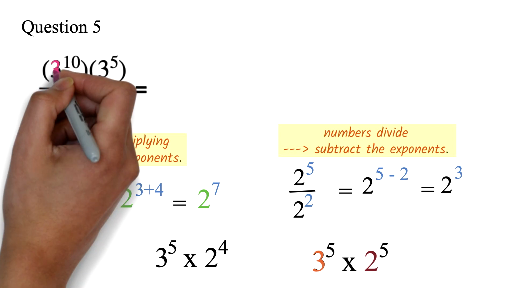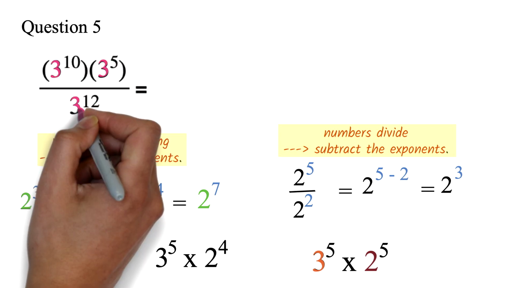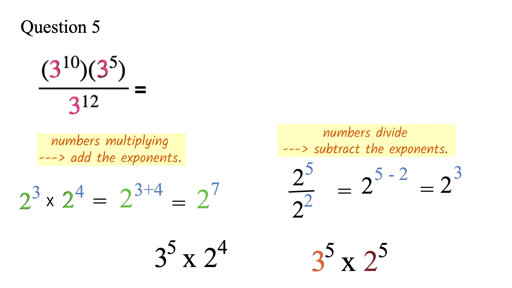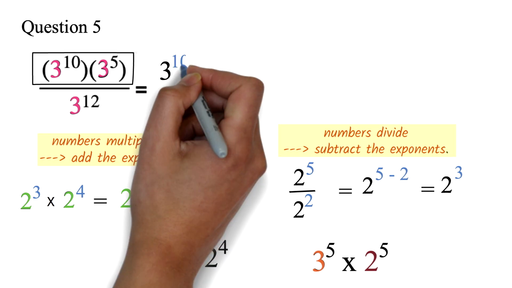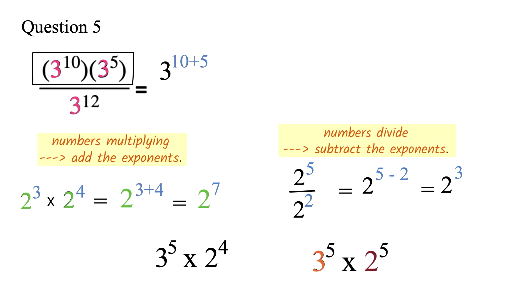So for our question, we can see that they all have the base of 3, so the rules can apply. So 3 exponent 10 is multiplying 3 exponent 5, so we can add the exponents to get 3 exponent 10 plus 5. This will give us 3 exponent 15.